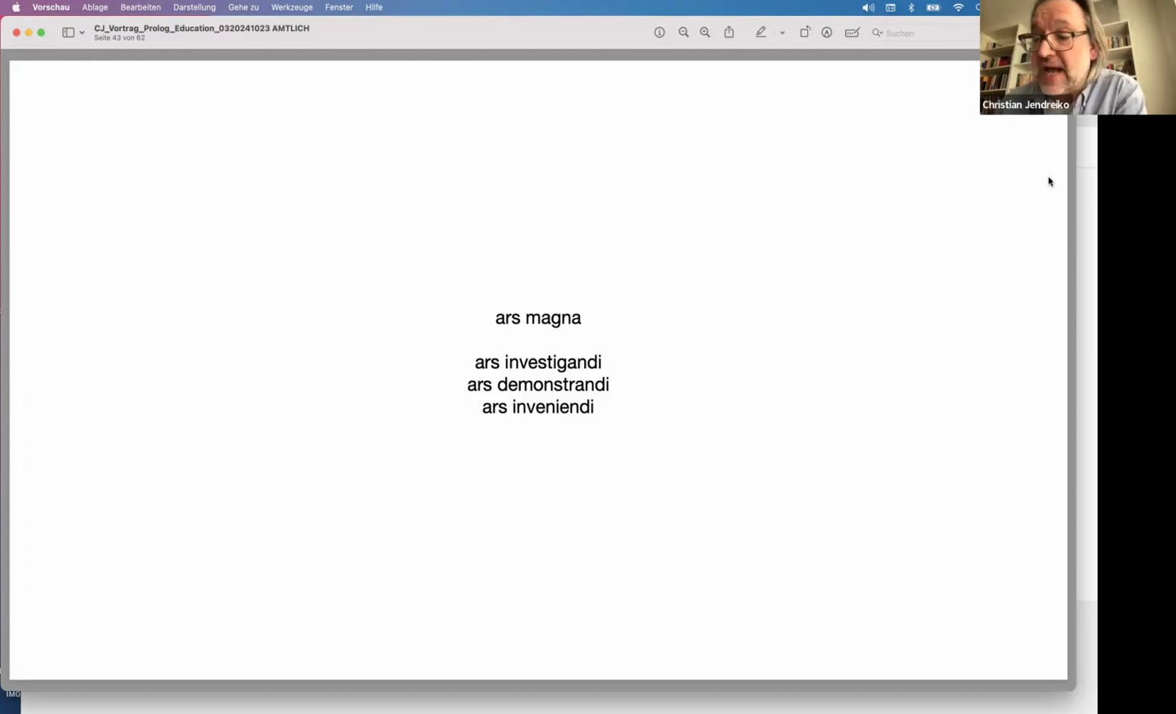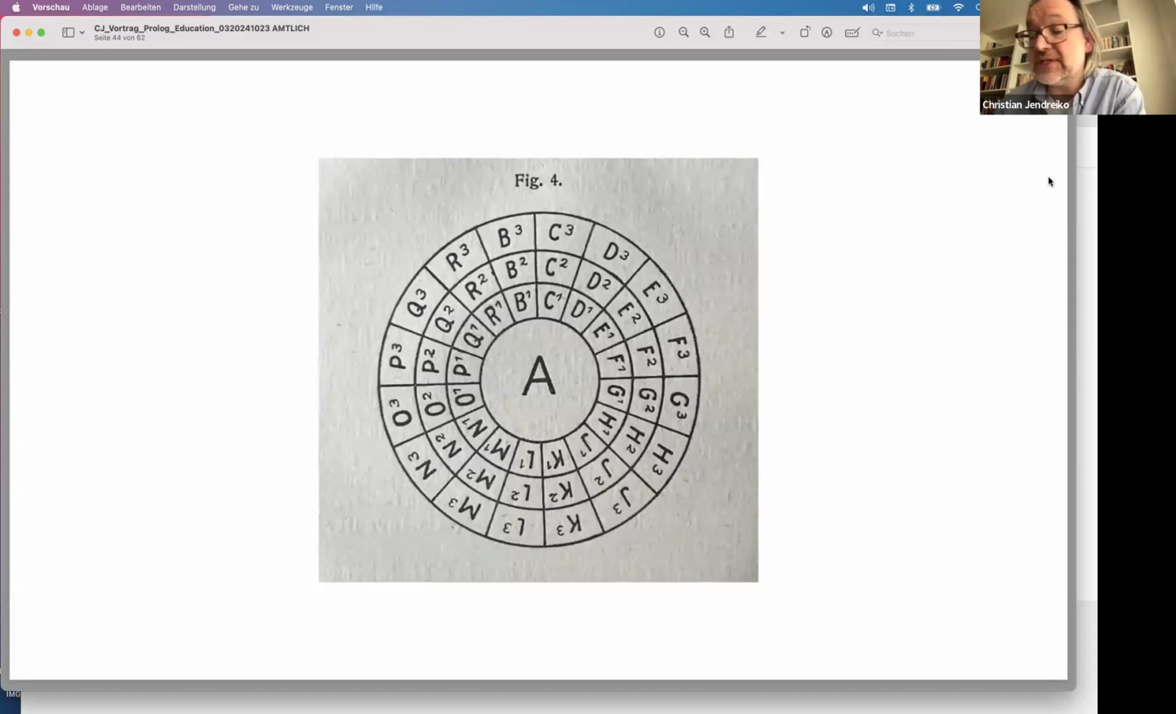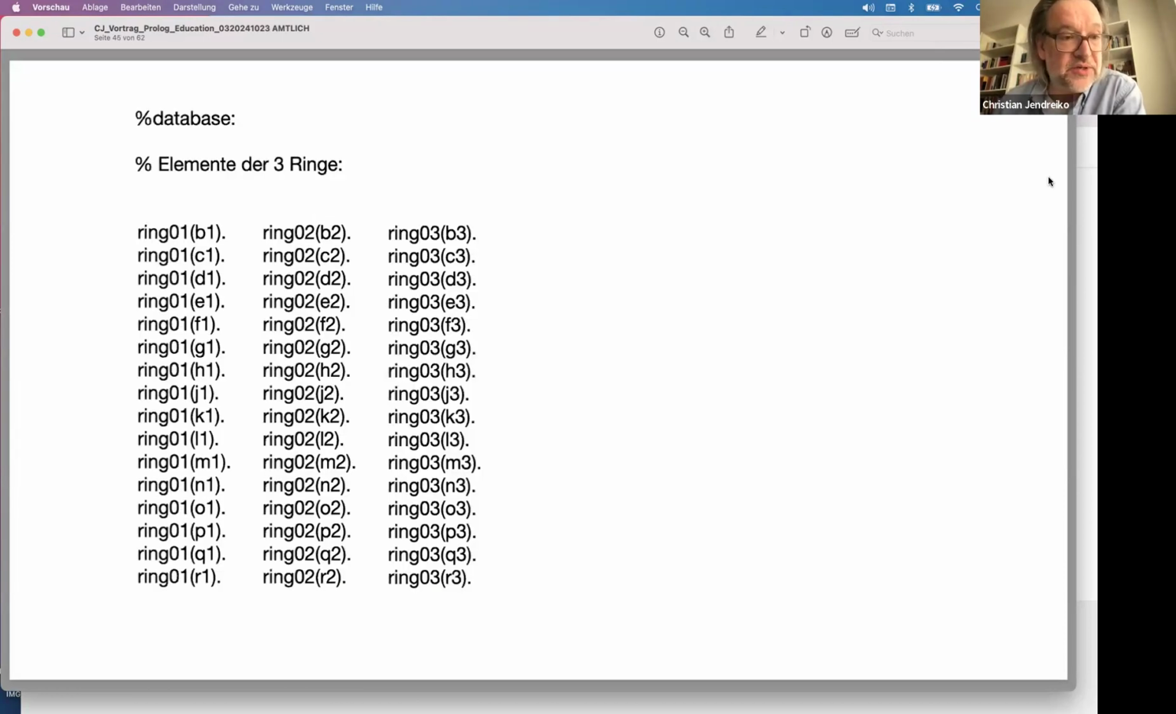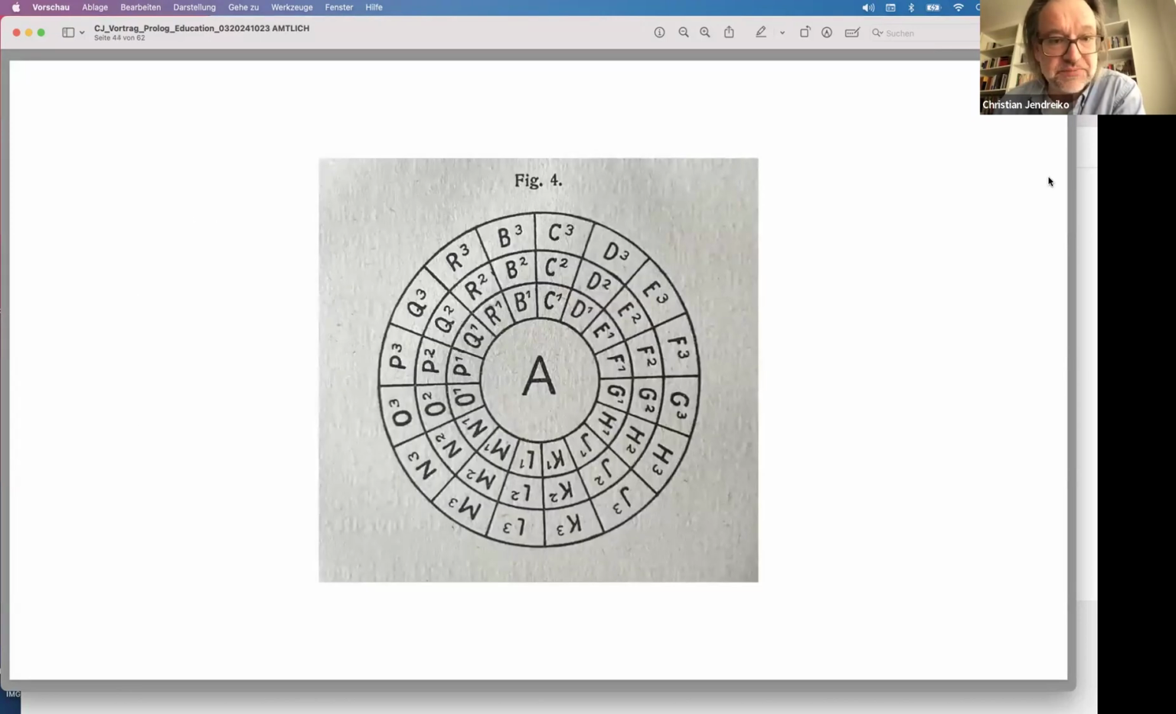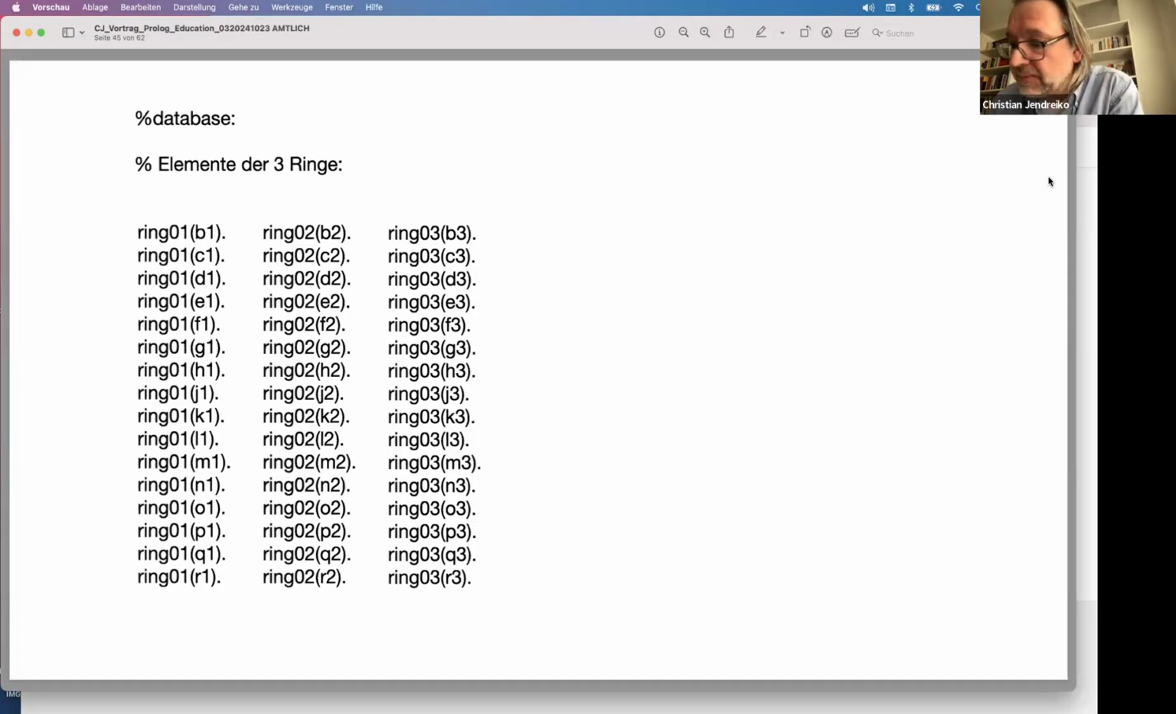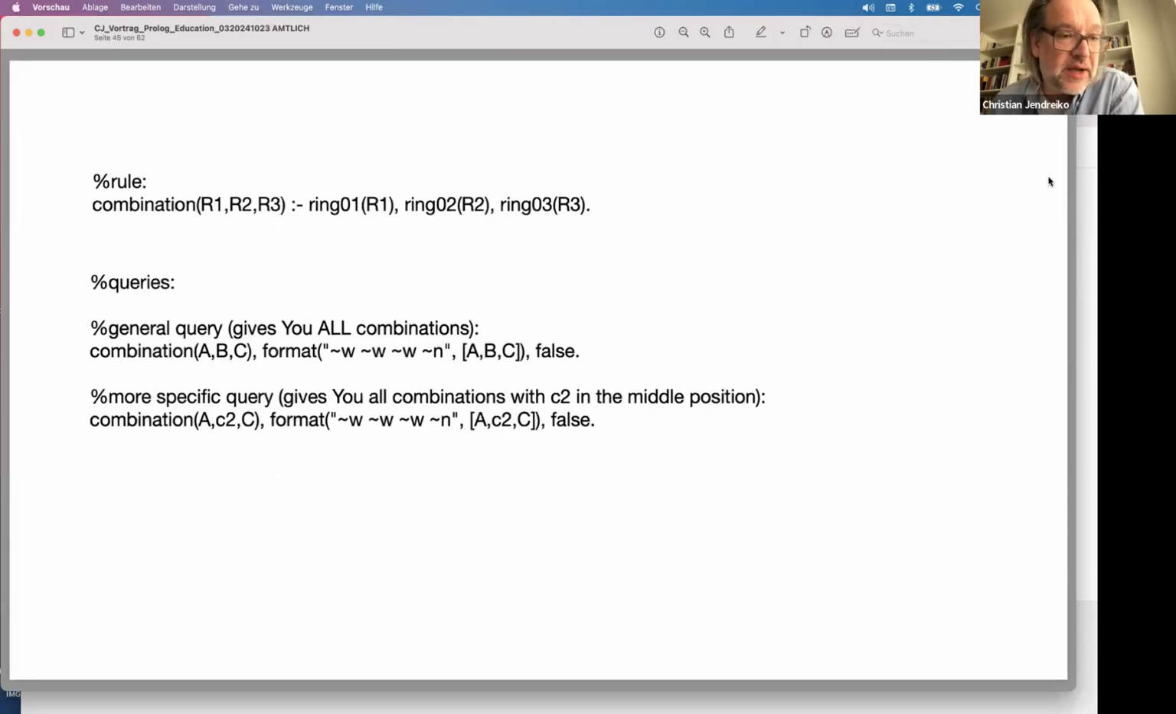I rewrote this Ars Magna machine in form of a simple Prolog code. You can see it here. So here you see the database, which resembles the 3 rings. And here you see the rule, which just says, given the combination R1, R2, R3 is given if ring 1 is given and ring 2 is given and ring 3 is given.